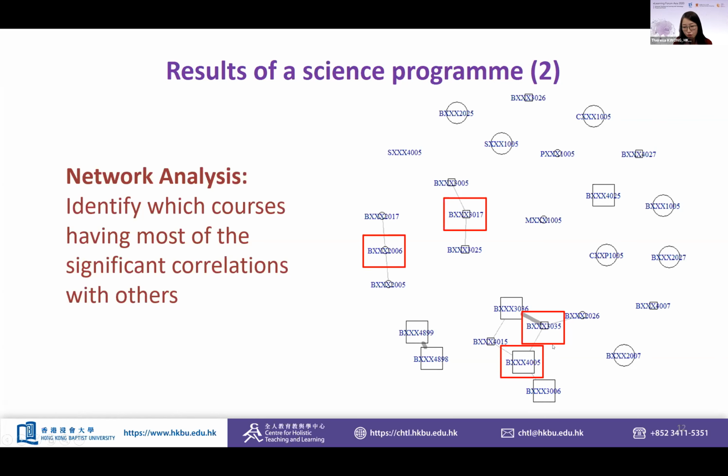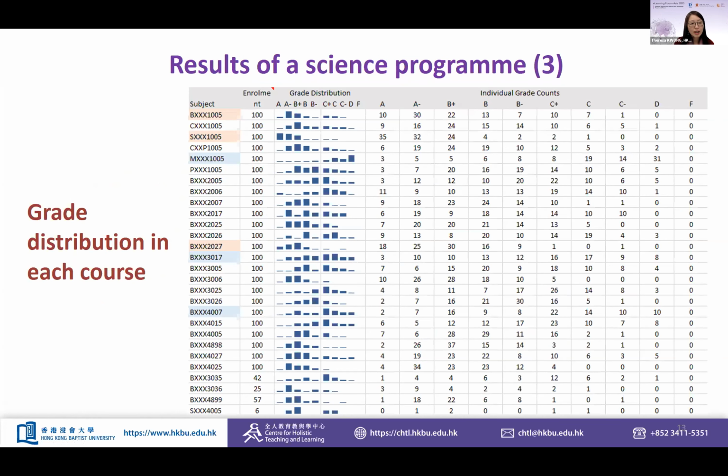And it is very interesting that there are two nooks here, the third year courses and the fourth year courses. The program leader has to rethink when they see this kind of network analysis, and has to go back and look at very preliminary results, for example, to look at the grade distribution in each course.